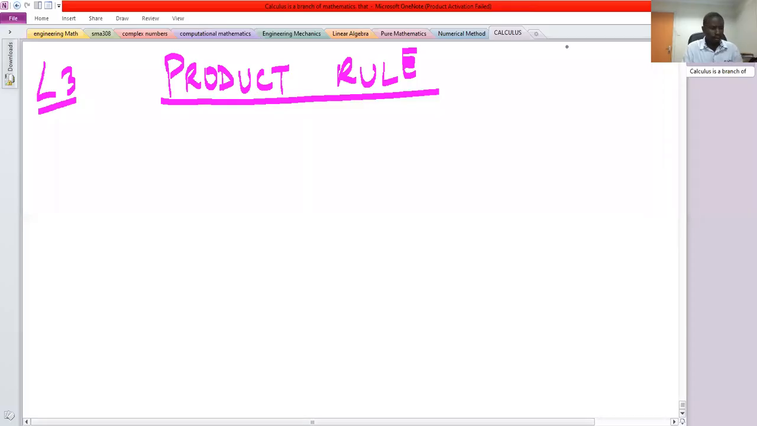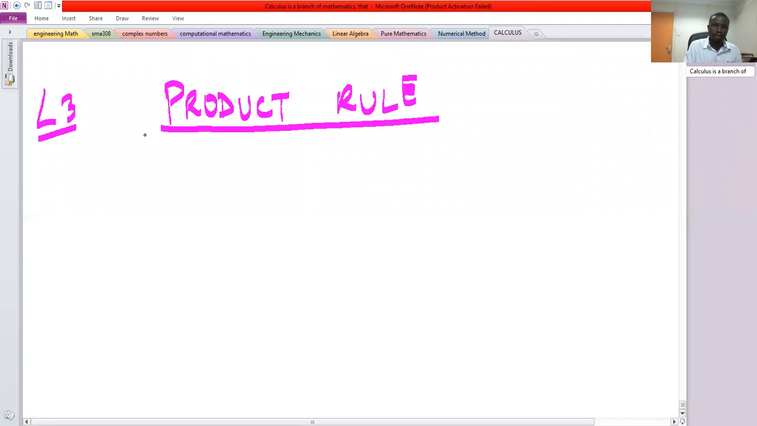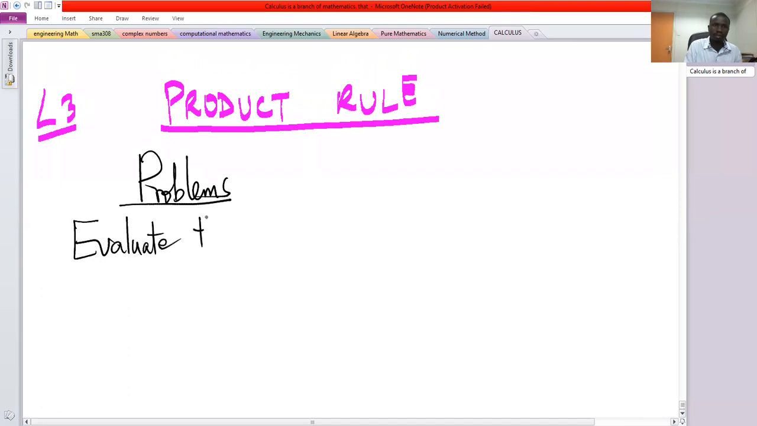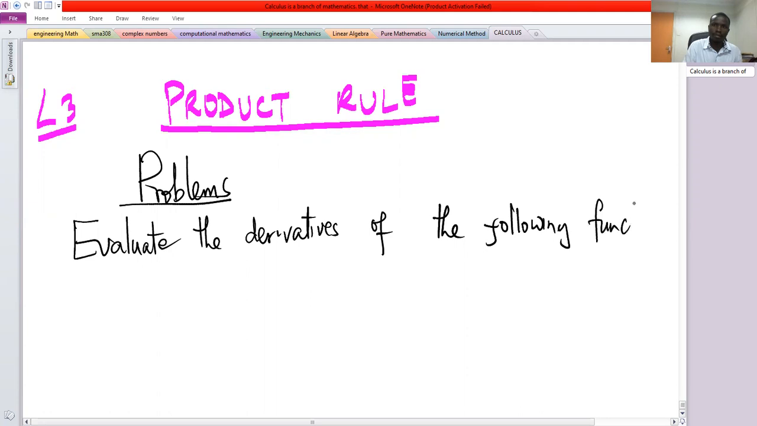Welcome to this session. In this session, we're going to give more examples on application of the product rule. So these are the problems. Evaluate the derivatives of the following functions.